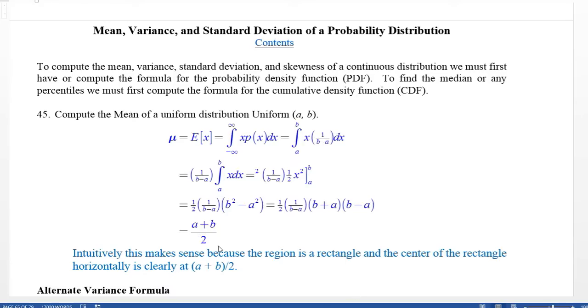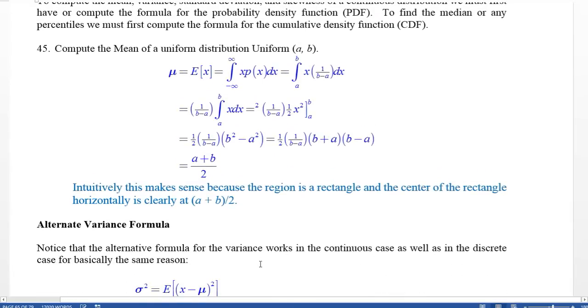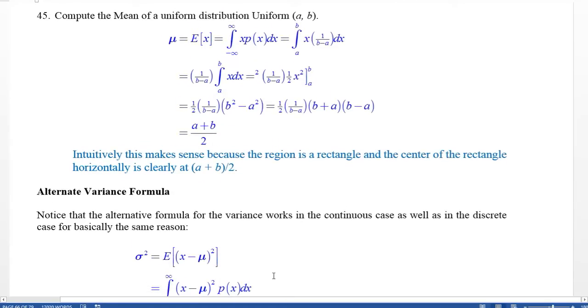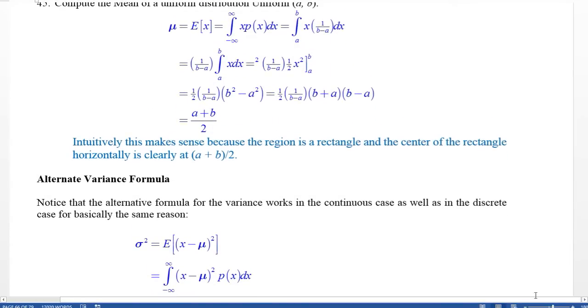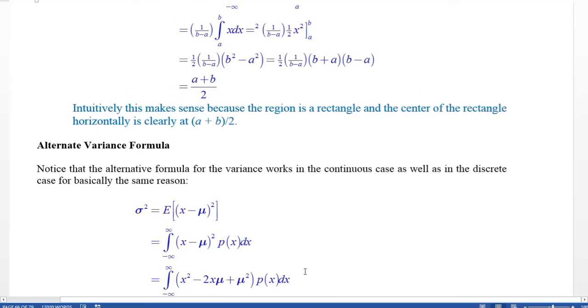Now, if we're going to find the variance, by definition it is sigma squared. That's what we use to represent it. And by definition, that's the expected value of x minus mu squared, which means we take x minus mu, square it, multiply by p of x, that's the PDF of x, and then integrate it from negative infinity to infinity. That's the definition. But there is another alternative formula that we're going to derive here.